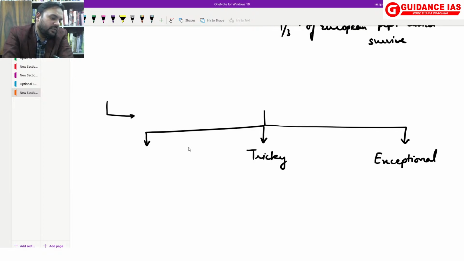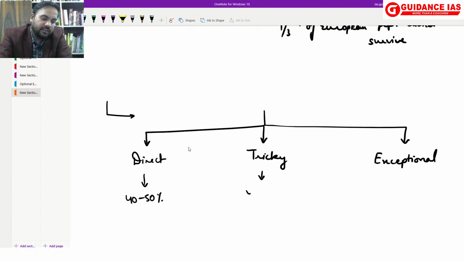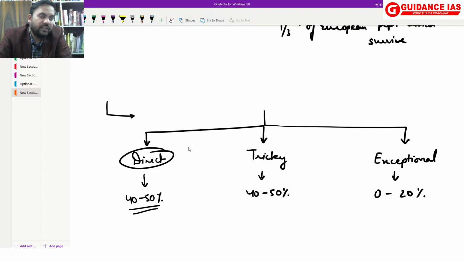So easy के बजाय मैं इसमें लिख देता हूँ direct, and this is somewhere between 40 to 50%. This is somewhere between 40 to 50%, and this is somewhere between 0 to 20%. ठीक है? So this part will only be always not more than 40 to 50%. Rest, your selection depends upon this, how you tackle these tricky questions.